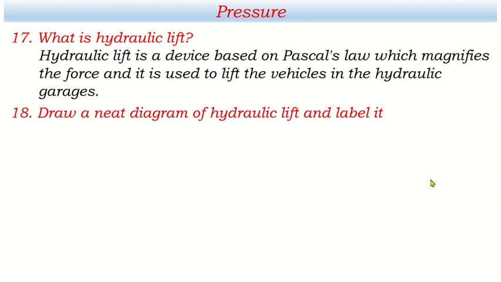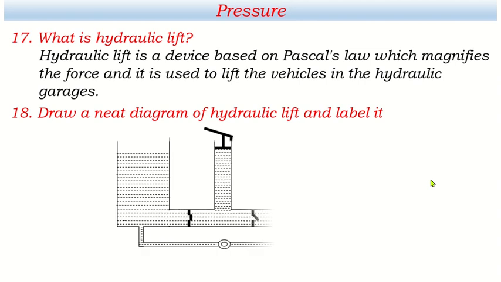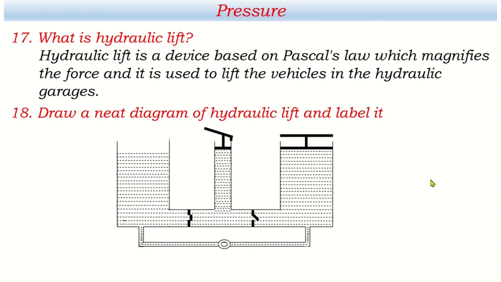The diagram should be a line diagram. That's why I made a diagram for this. Look at this, this is the simple representation of hydraulic lift. Here we have three different vessels. This is a small vessel and it is connected to a big vessel. This is the big vessel, and certainly at the mouth of the small vessel we have a small piston, and at the mouth of the big vessel we have a big piston.